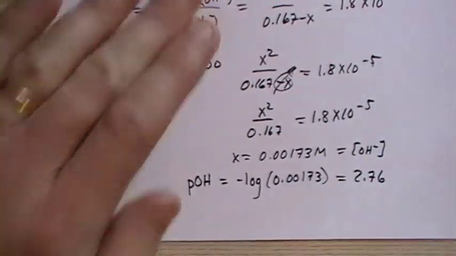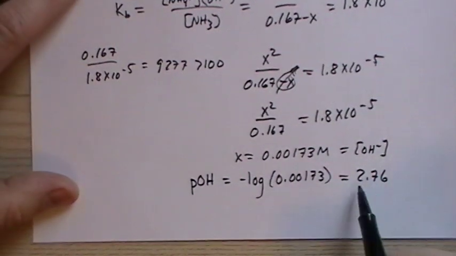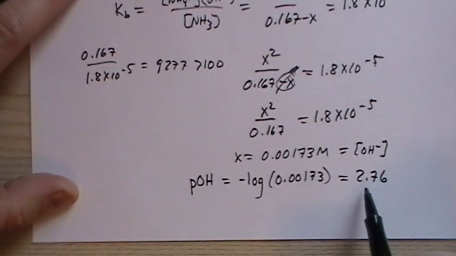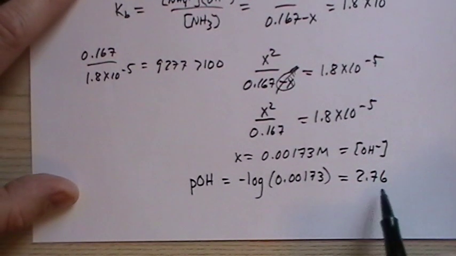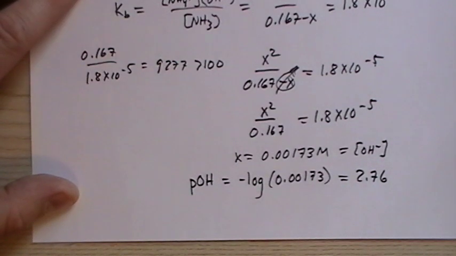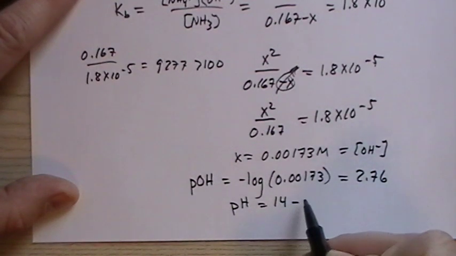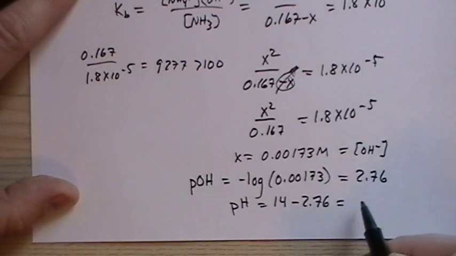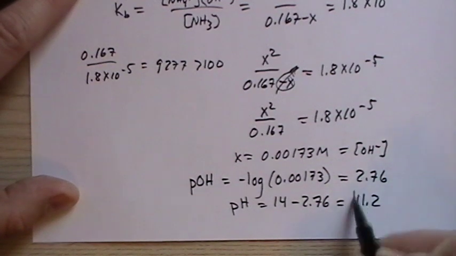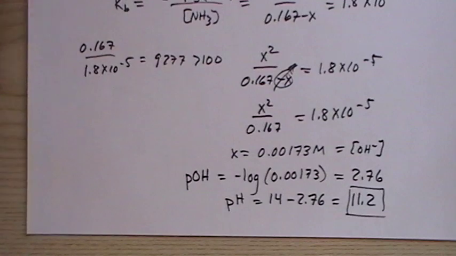Now this should stop you if you forget to change to pH. This should stop you because you have 2.76. If that was pH, that would be a very acidic solution. Since it's pOH, it means it's a very basic solution. So pH is going to be 14 minus 2.76, so that is 11.2. That's our answer right there.